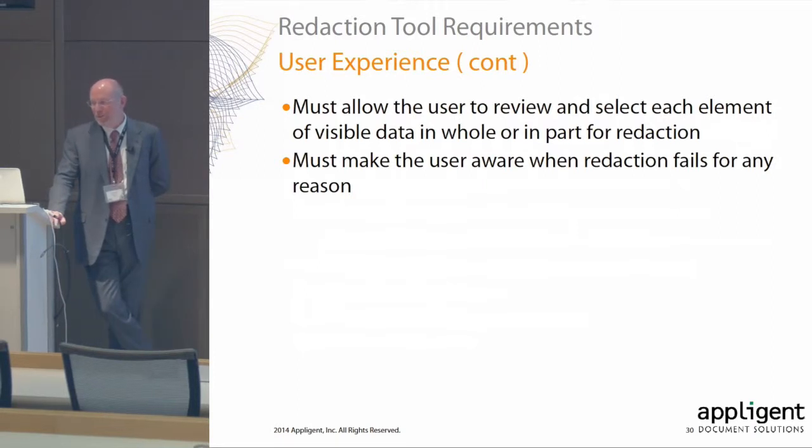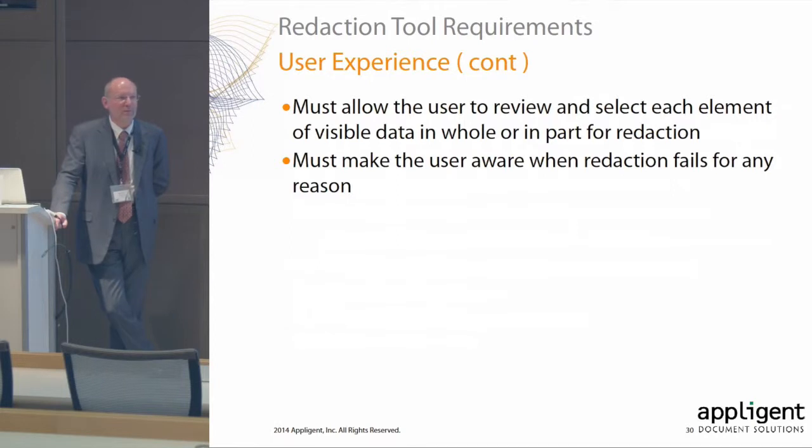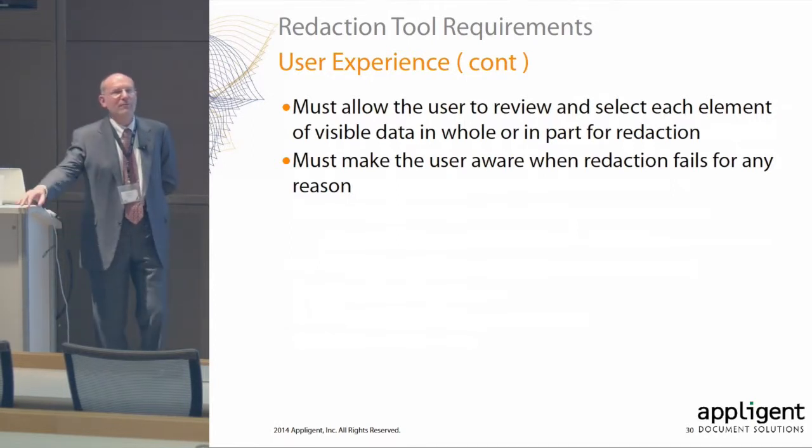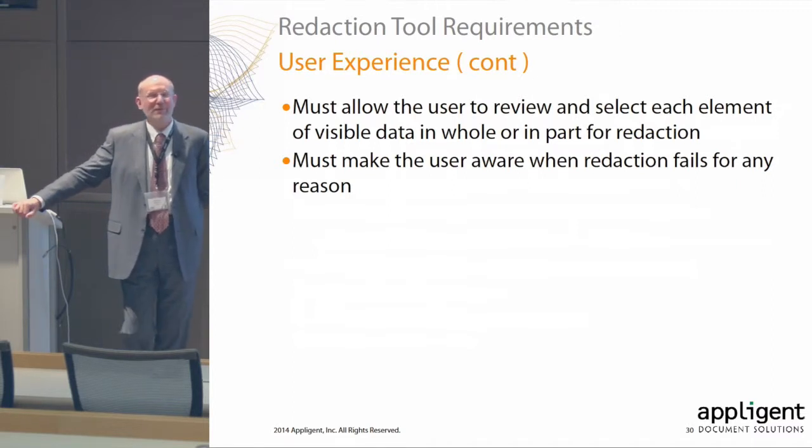Okay. The tool must allow the user to review and select each element of visual data in whole or in part for redaction. It's pretty straightforward. You're just drawing boxes or selecting areas to be redacted. If, for whatever reason, the redaction tool fails, you have to tell the user.